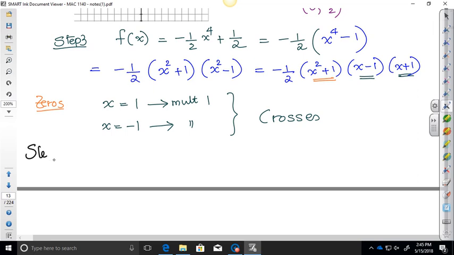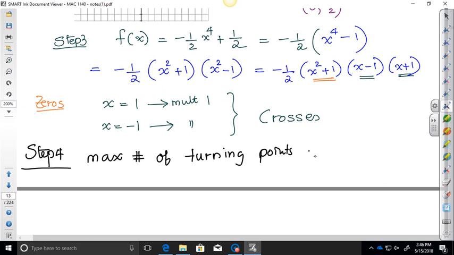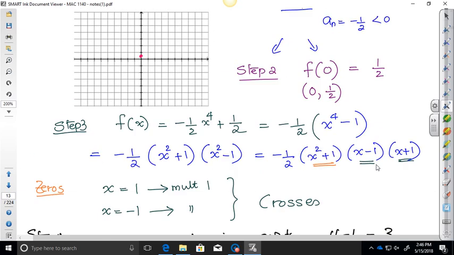Step 4. What's the maximum number of turning points? How many? What's the degree? 4, right? So, 3. Are we ready to graph? How many points do we have? We have 3, right? We already plotted 1, which was the y-intercept. Now we have 2 more, which are negative 1, 0 and 1, 0. Correct? And we know it crosses.